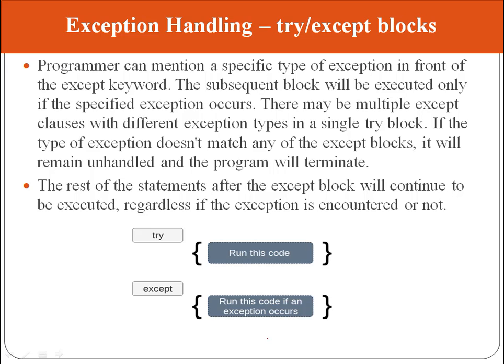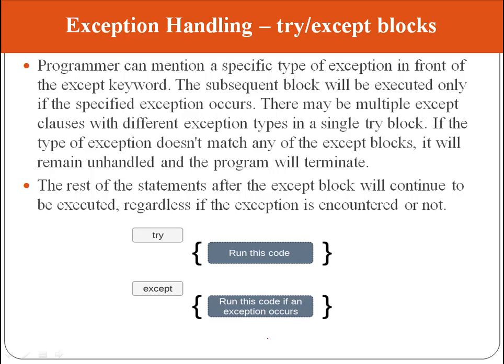Write down all of them so that your program gives user-friendly messages rather than crashing. If the type of the exception doesn't match any of the except blocks, it will remain unhandled and the program will terminate. We will look into the solution for this kind of situation: how can we handle it if an exception is coming that we have not listed? Then again we are at the zero point, right? So how can we handle this? We will be looking into it in the coming slides.